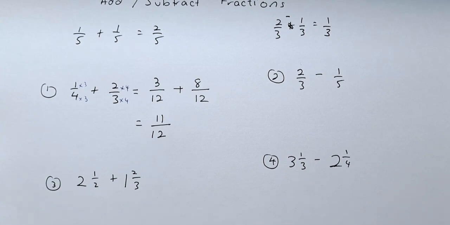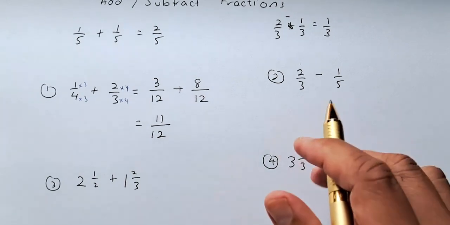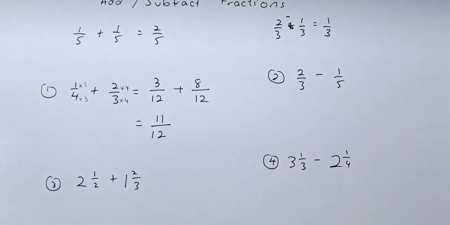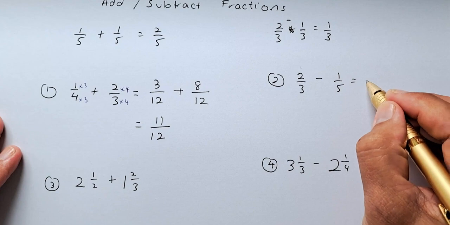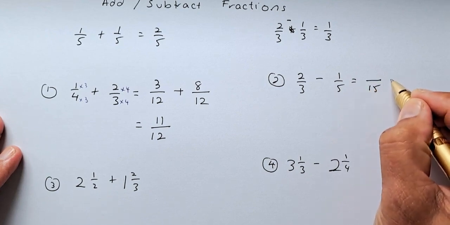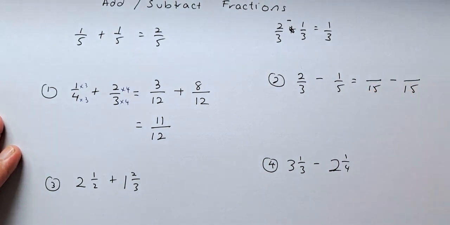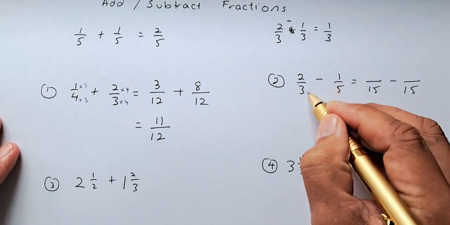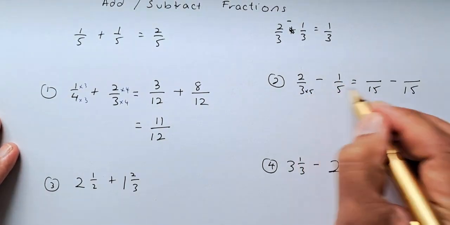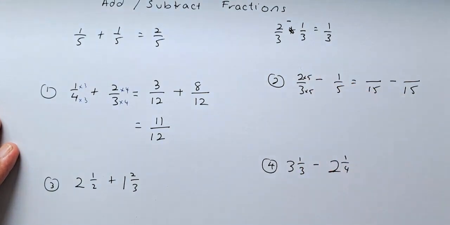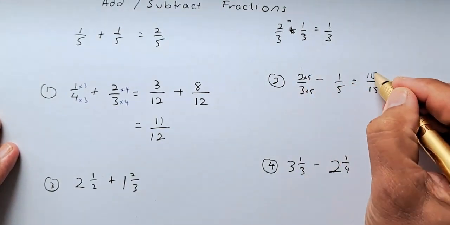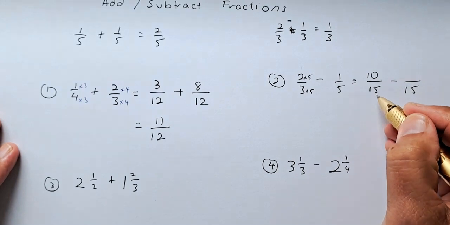Okay. Great. Now we shall look at the second example, which is a minus sign. So 2/3 minus 1/5. Again, the common denominator is going to be 15, and we are going to make equivalent fractions. To make the 15, we need to multiply by 5. 3 times 5 is 15, so we must multiply by 5 at the numerator as well. So 2 times 5 is 10. So 2/3 is equivalent to 10 over 15.